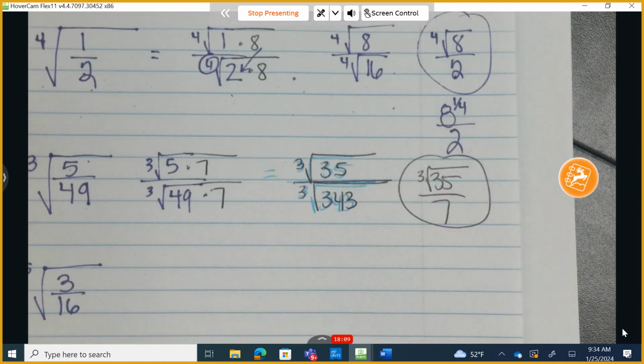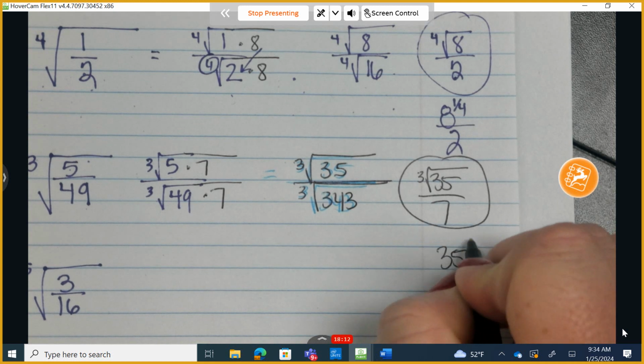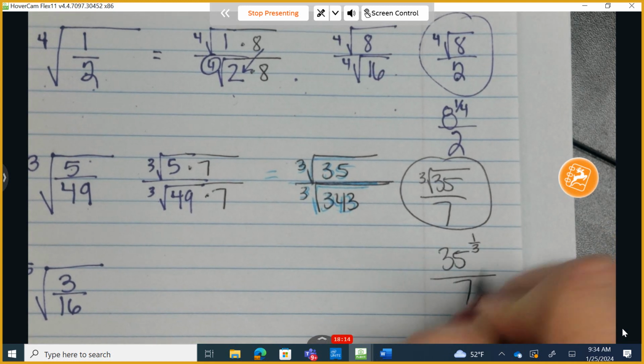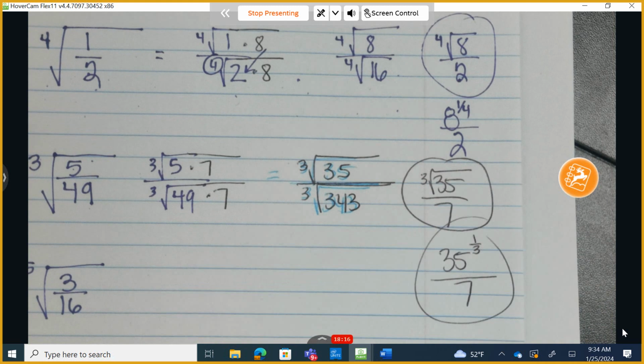Now, what else would be acceptable? I could write 35 to the 1/3 over 7. This is in rational exponent form. This is in radical form.